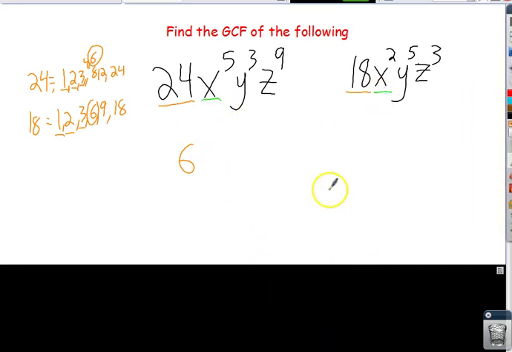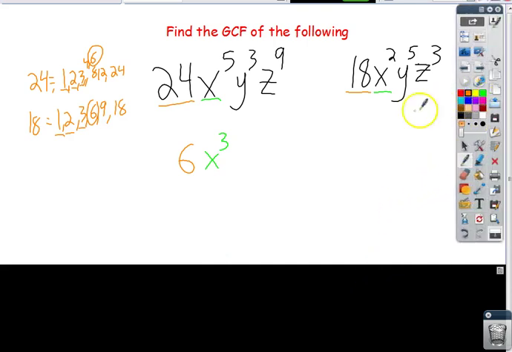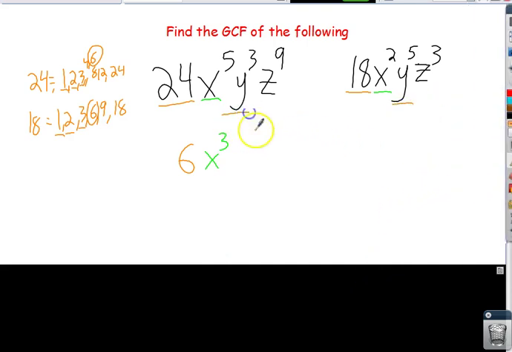What is the biggest x that I can pull out of both of these terms? I have 2 x's over here and 5 x's over here. The answer is x and a 3. Now, I look at the y's. I have a y to the 5th, y to the 3rd.